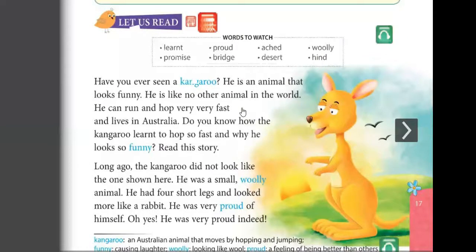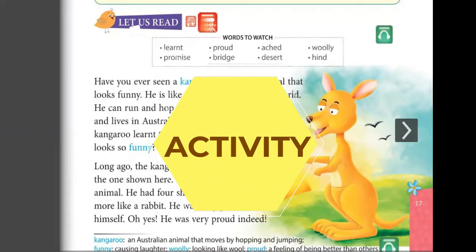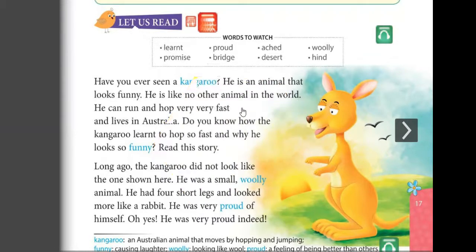Story, is it interesting? Yes, now let's look into the activity part of this video. For the activity, you have to do the word search. So look at the box here. Here there are so many new words. The first word is learned, then promise, then proud, then bridge, then eight, then desert, and then only, then hint. So these are the words to watch. So you have to search the words in the book.